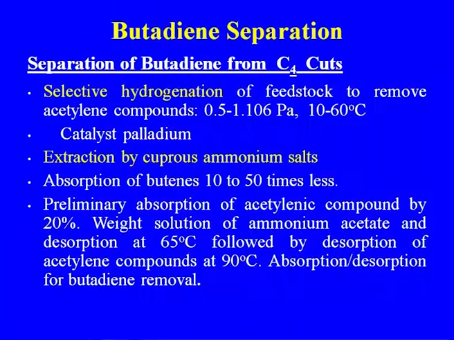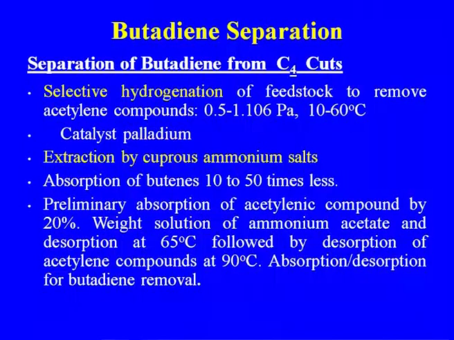Now, let us discuss the separation of the butadiene from the other C4 fraction. The first stage is the selective hydrogenation of the feedstock to remove the acetylenic compounds, which are undesirable when you are using the butadiene for synthetic rubber in polymerization. Here the catalyst, as we discussed in the case of the naphtha cracker also, is palladium, very commonly used in the hydrogenation reaction. Then the next step is the extraction of the butadiene.